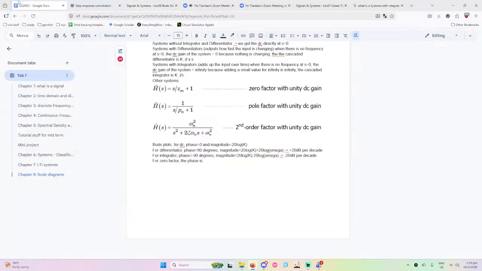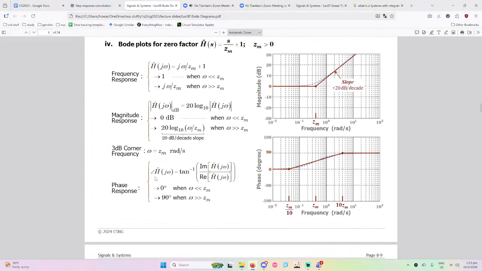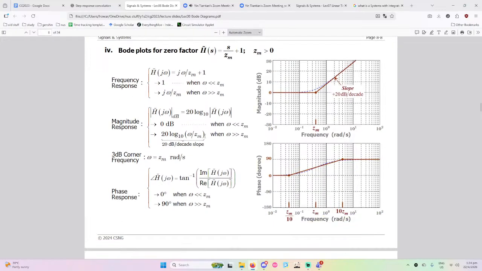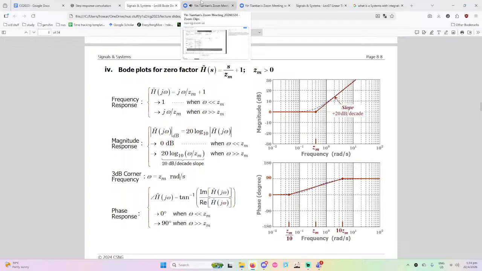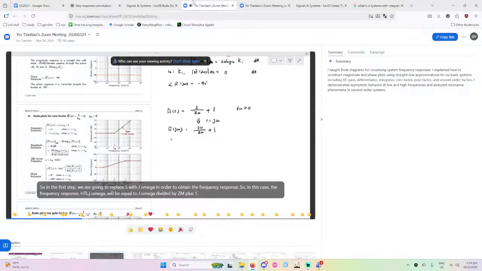So the next basic system is the zero factor. For the zero factor, the transfer function H(s) is equal to s divided by Zm plus 1. And here Zm is positive. So in the first step, we are going to replace s with j omega in order to obtain the frequency response. In this case, the frequency response H(j omega) will be equal to j omega divided by Zm plus 1.